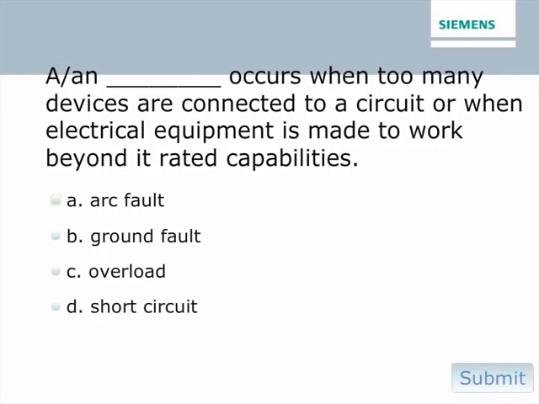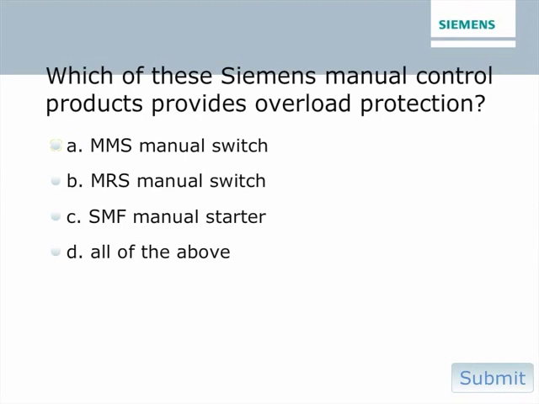Question 5. A/an blank occurs when too many devices are connected to a circuit or when electrical equipment is made to work beyond its rated capabilities. Is it A, arc fault, B, ground fault, C, an overload, or D, short circuit? Question 6. Which of these Siemens manual controlled products provides overload protection? Is it A, MMS manual switch, B, MRS manual switch, C, SMF manual starter, or D, all of the above?